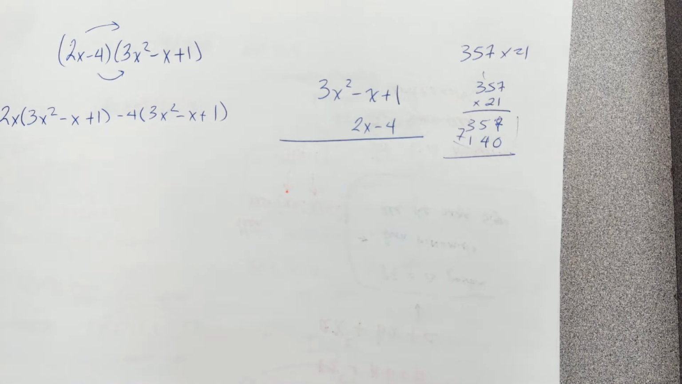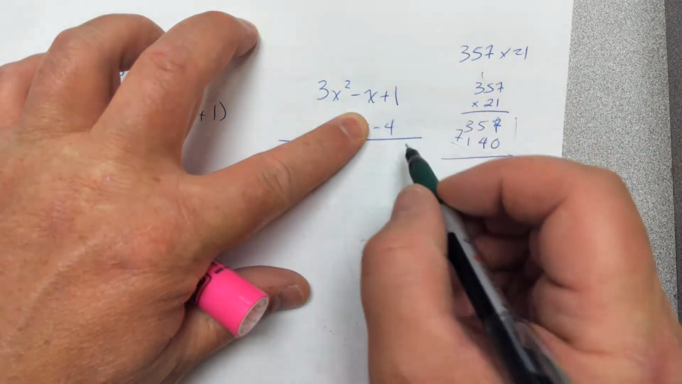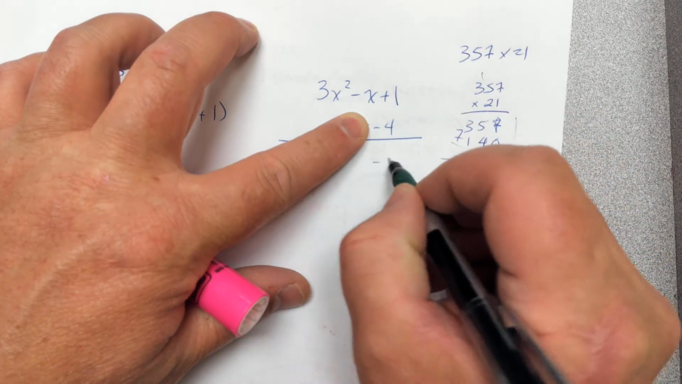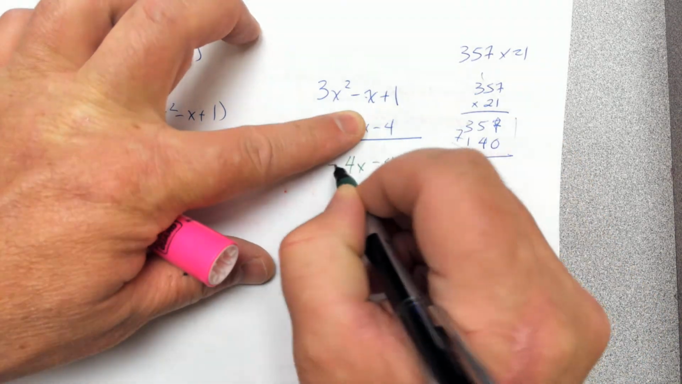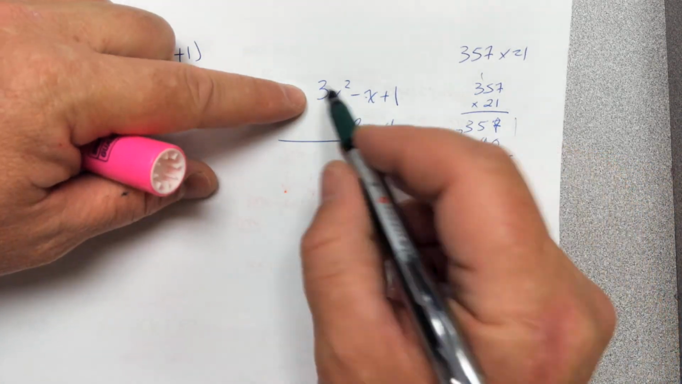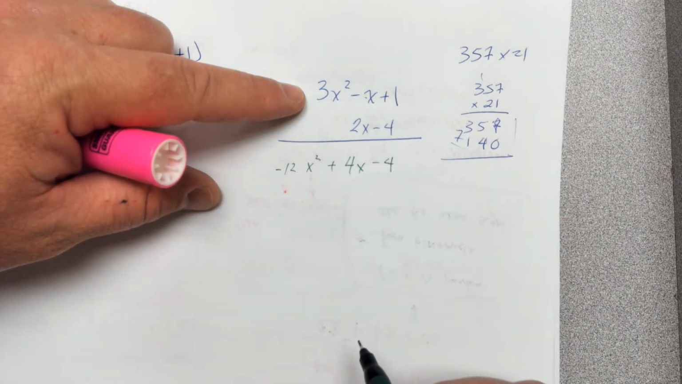Are you ready, Celine? This is going to be awesome. Ready? Watch. Check this out. We're going to do negative 4 times all of that. So negative 4 times 1 is negative 4. Negative times a negative is positive. That's 4x. And then negative 4 times 3x squared is minus 12x squared.